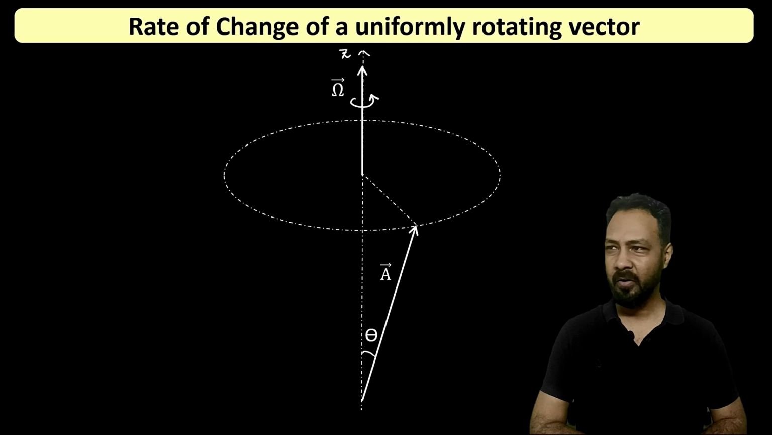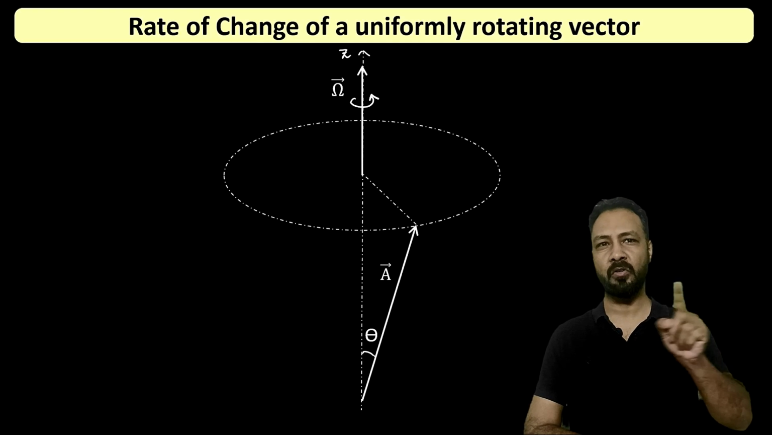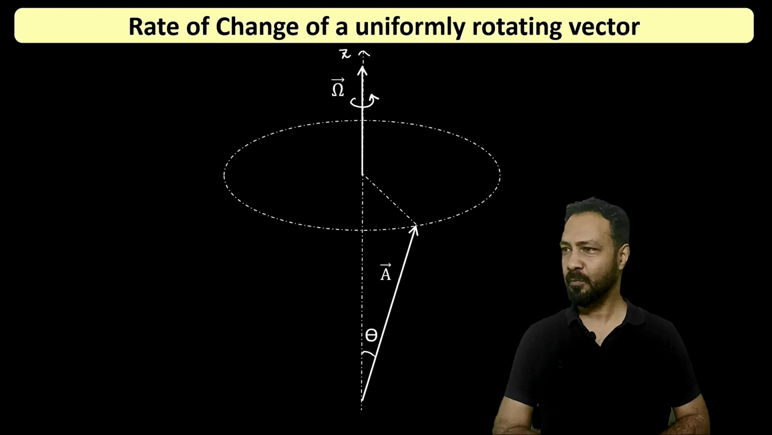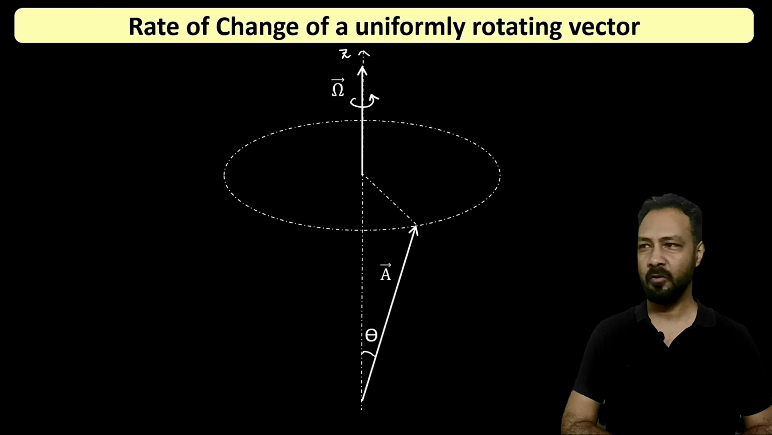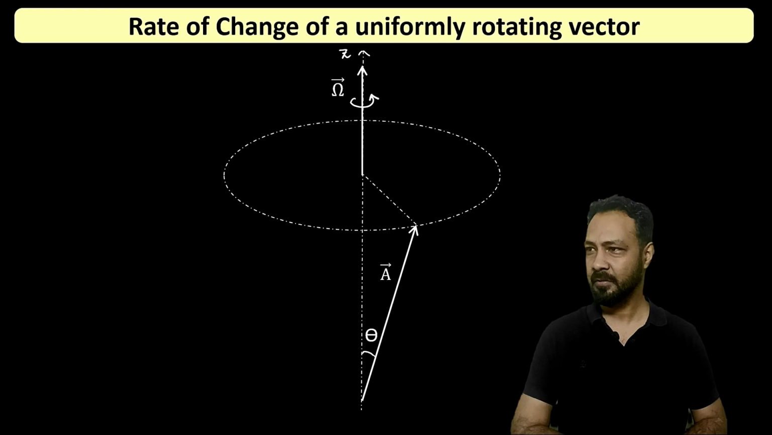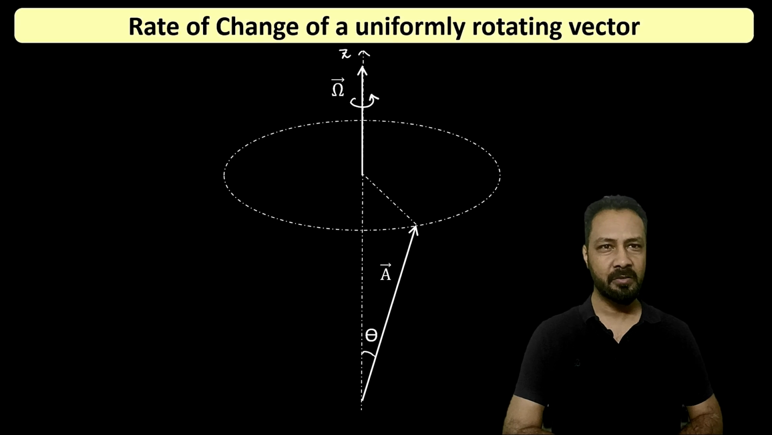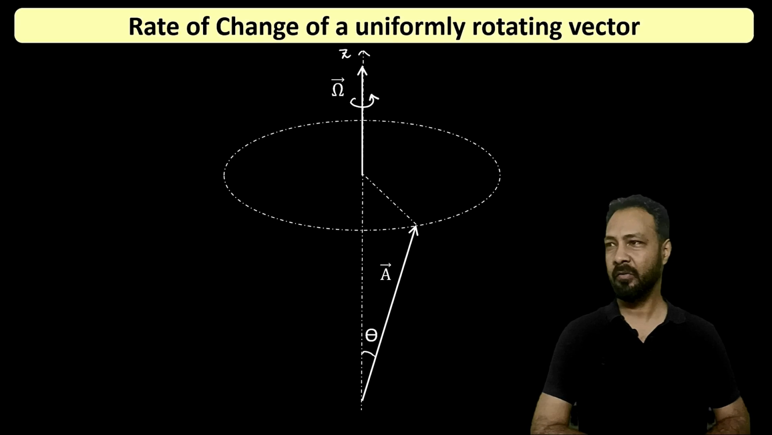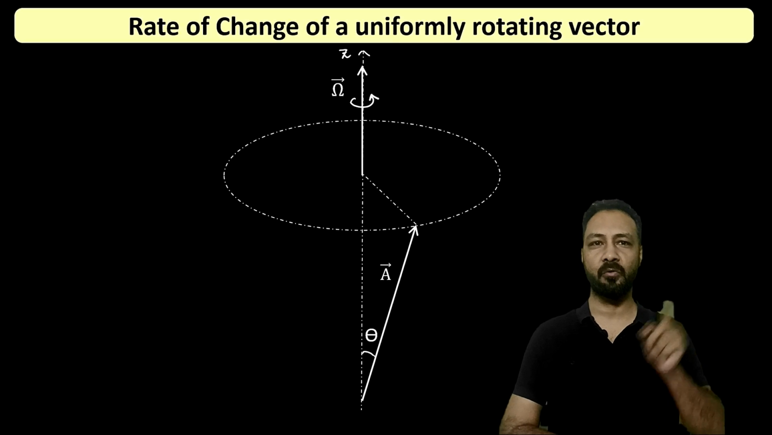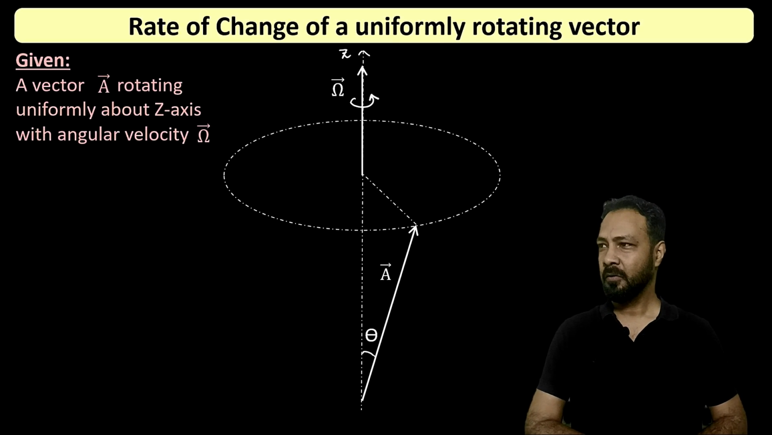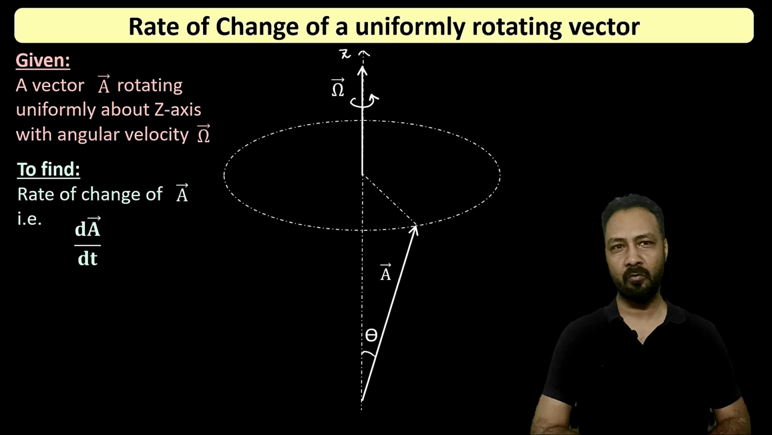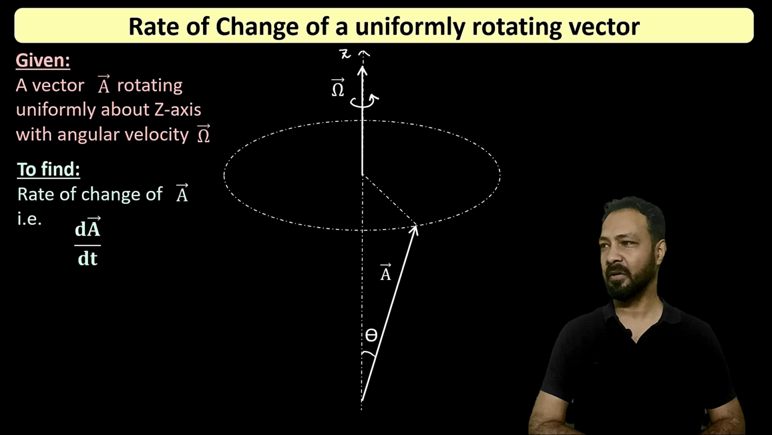So I have this A vector which is rotating uniformly about the z axis with a constant angular velocity omega. For the sake of simplicity, I am taking the vector A to be of constant magnitude. It is always at an angle theta with the z axis. Angular velocity is an axial vector, so the direction of omega vector is along the z axis, i.e. along the axis about which this A vector is rotating. So I intend to find the rate of change of A vector with respect to time, and I want to find dA vector by dt.